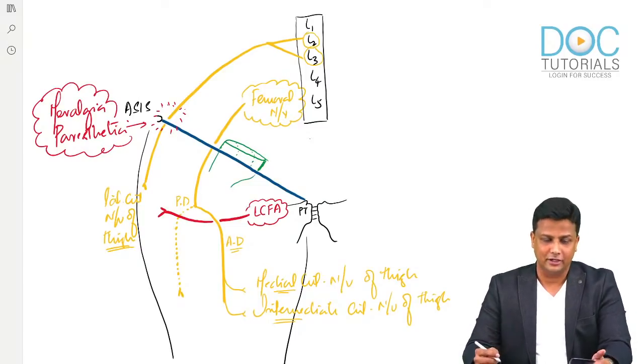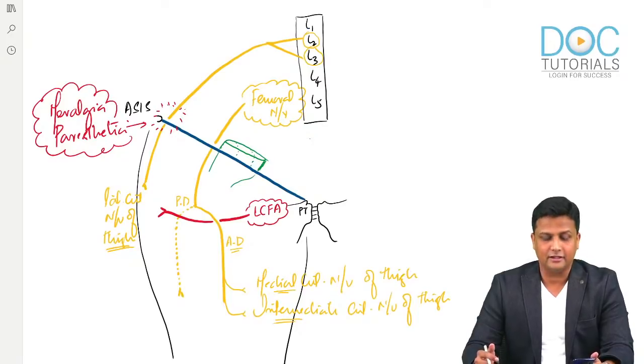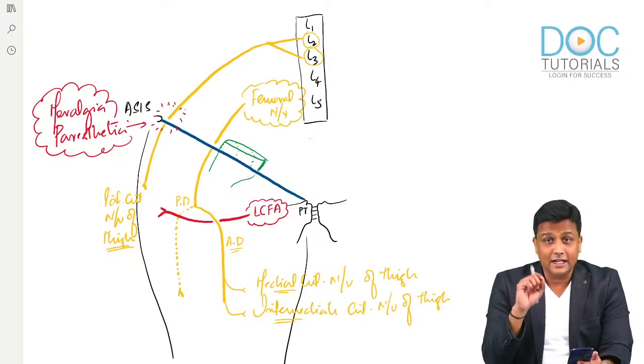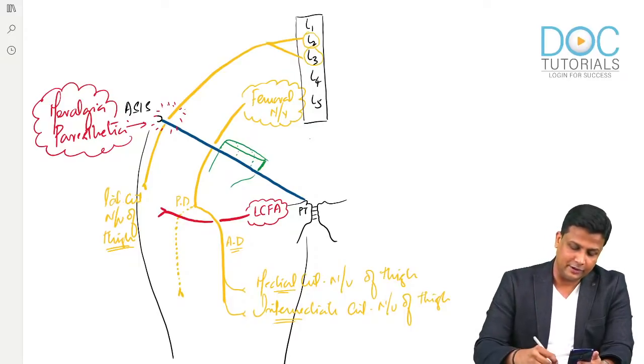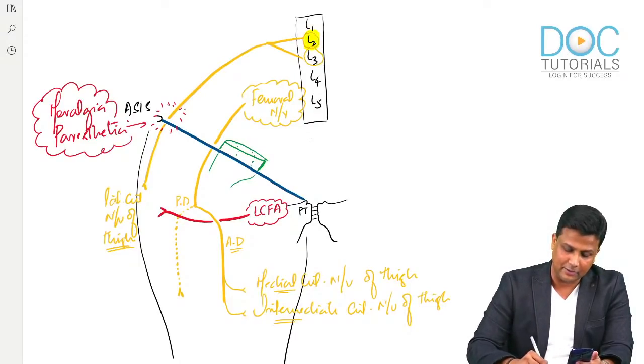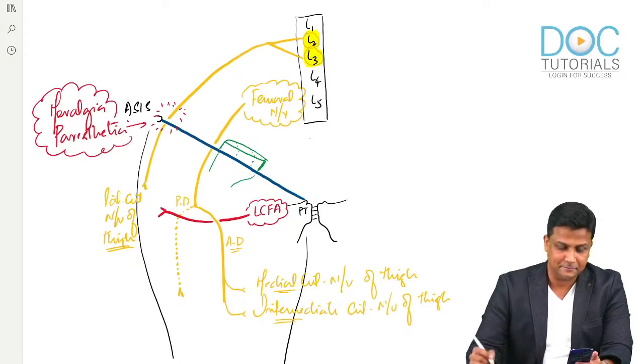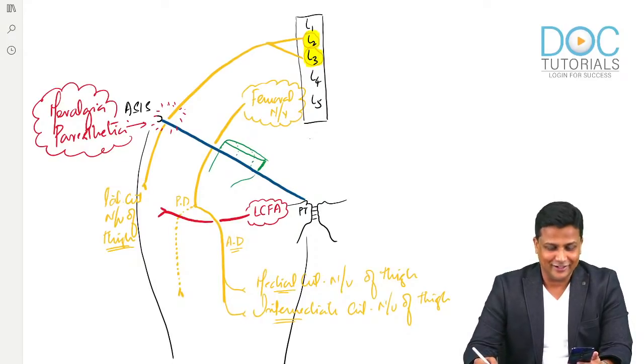The anterior division of the femoral nerve will give rise to the medial and intermediate cutaneous nerves, whereas the lateral cutaneous nerve of the thigh is not a branch of the femoral. Remember, it's a branch coming directly from the lumbar plexus, that is L2 and L3, guys. Perfectly clear. Understanding here?